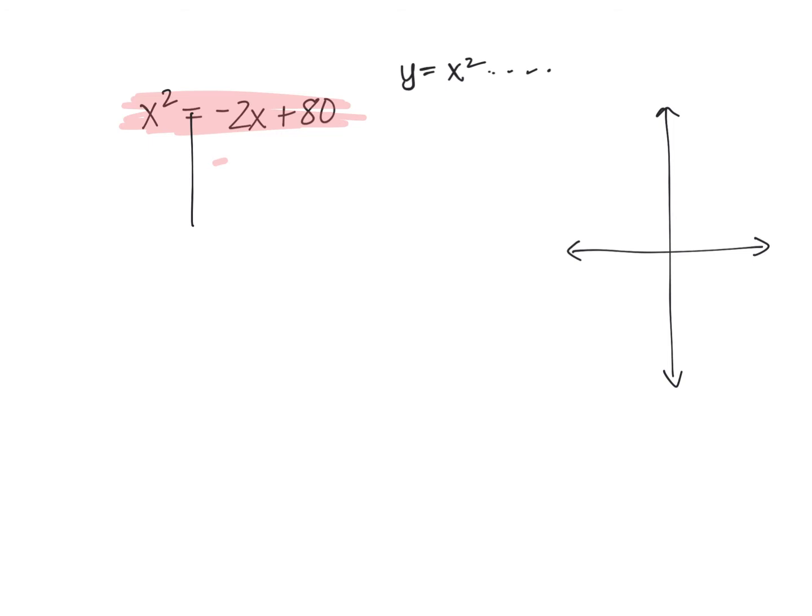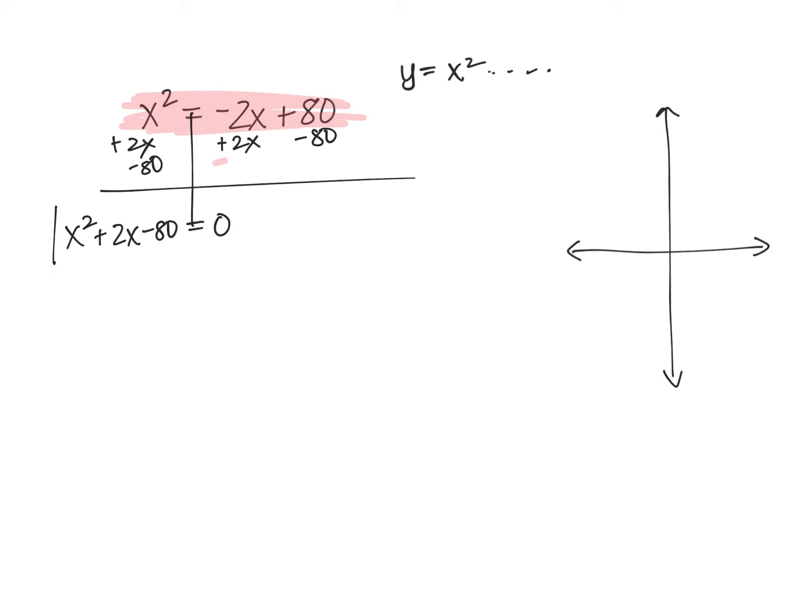So I'm going to draw my line down, and I want everything to be on one side. I'm going to add 2x to both sides, and I'm going to subtract 80 from both sides. Now here's what I have: x squared plus 2x minus 80 equals 0. That is helpful because now this looks just like if I had written y equals x squared plus 2x minus 80.